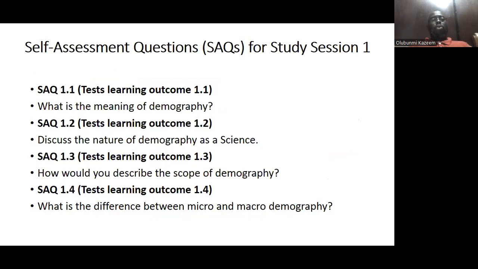So on your own, you can assess yourself and your understanding of this session by attempting the following questions. 1.1, what is the meaning of demography? You should be able to define that, tell us the meaning of demography. Then you should be able to tell us and discuss the nature of demography as a science. Then how would you describe the scope of demography? Then what is the difference between micro demography and macro demography?